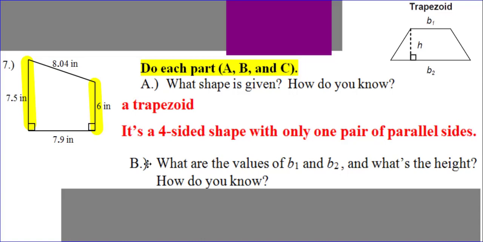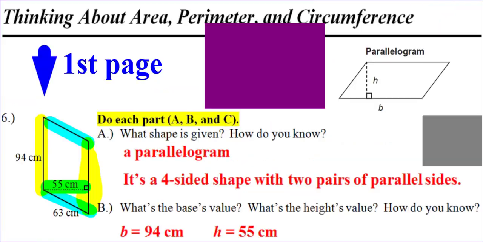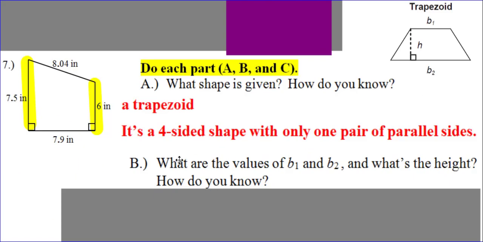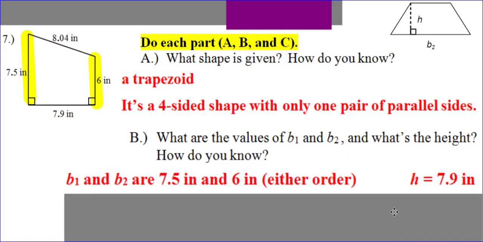Part B, what's the values of B1 and B2, and what's the height? How do you know? Well, did you go back to the trapezoid backside of the guided notes? Remember, the B1 and the B2, they're always the parallel sides, and the height will touch the parallel sides at right angles. So it just so happens the parallel sides are the 7.5 and the 6, so that's your B1 and your B2. It doesn't matter what order you write that in.